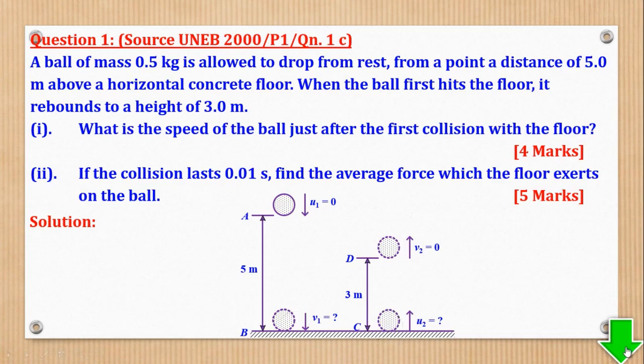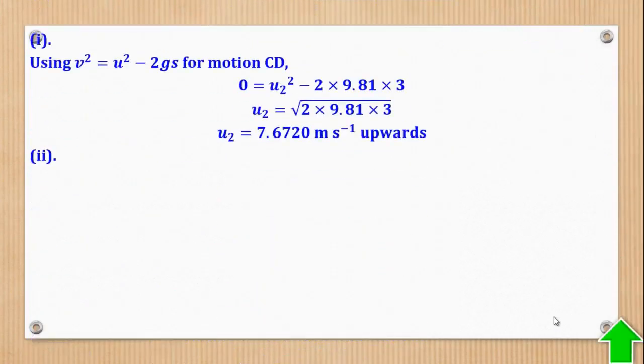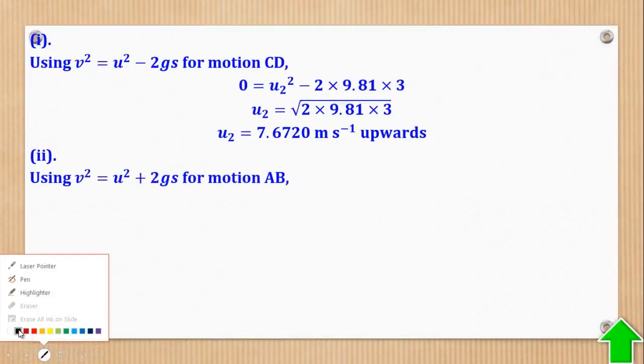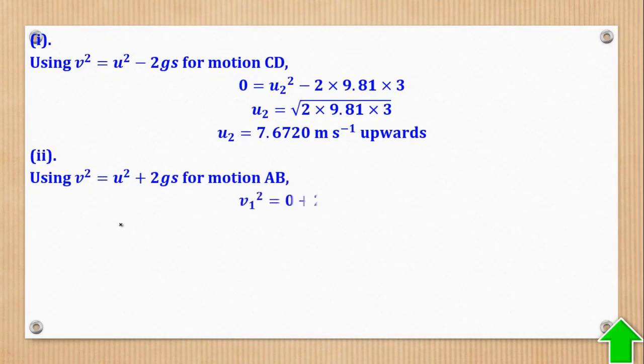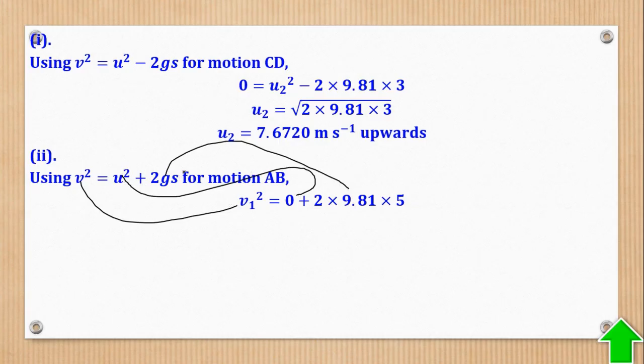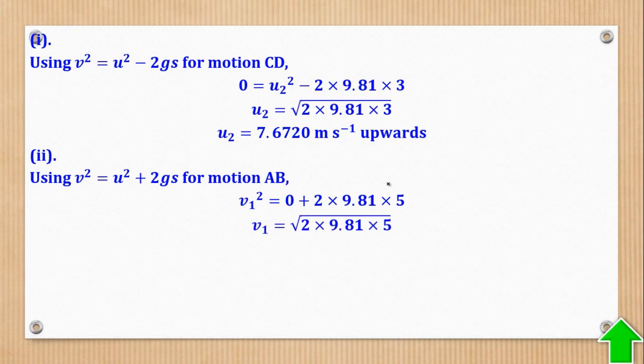So we shall come here and look at motion AB. For motion AB, we have V1, final velocity, which we don't know. U, initial velocity, was 0 because it was dropped from rest. g is 9.81, and this is the height, which was 5. Therefore, I can make V1 the subject, and that will be the velocity just before collision.